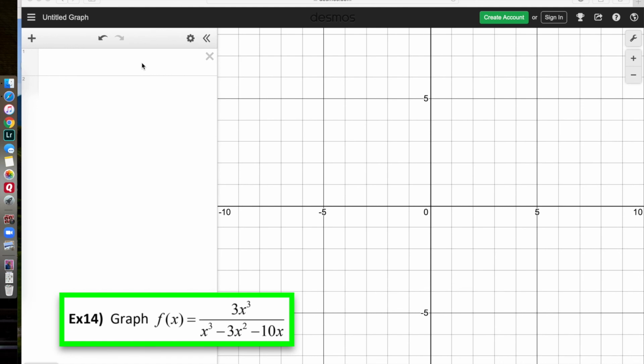Last but not least, this is example 14. I see that I want to start with y1 equals, so I need to click in there to get it to work when I type. Y1 equals, and then type the divide sign to give myself the fraction, and then 3x to the third power. Glad this is the last one, because it seems to be going downhill.